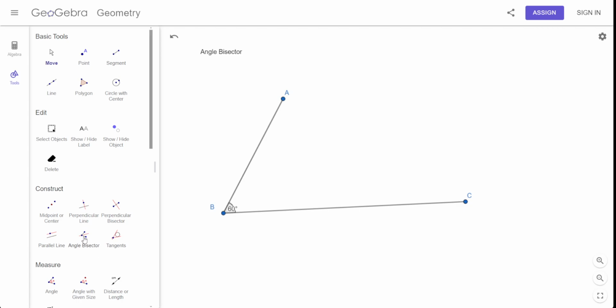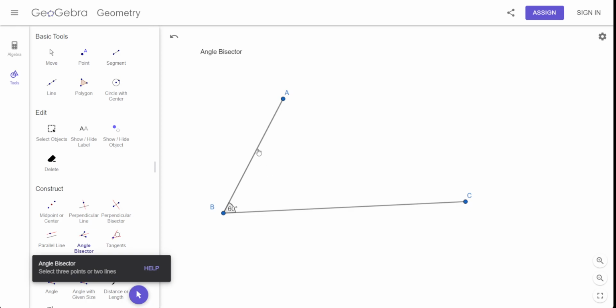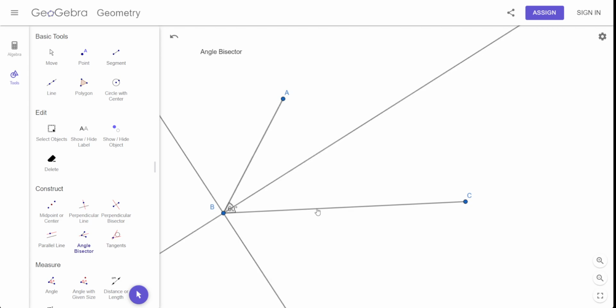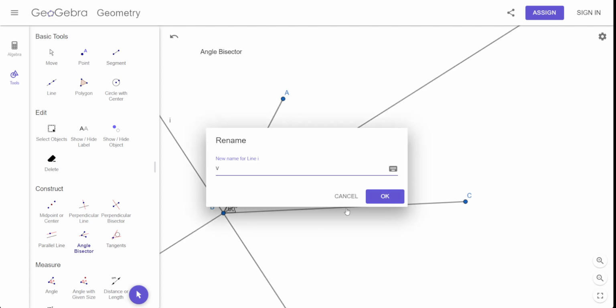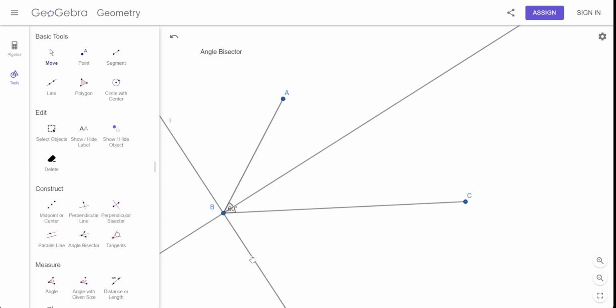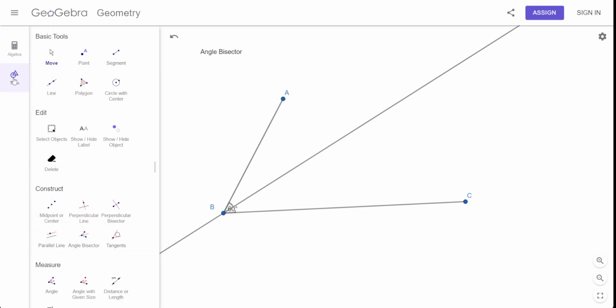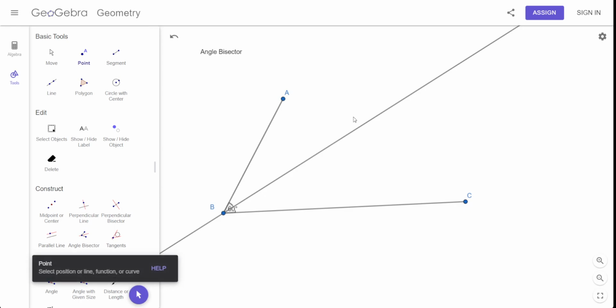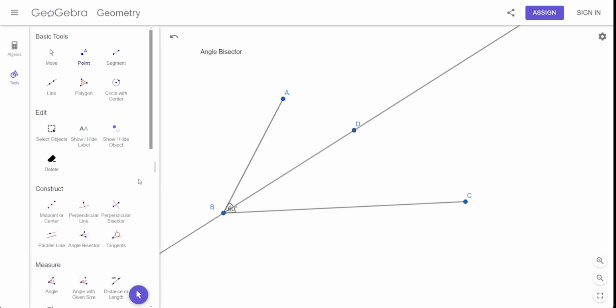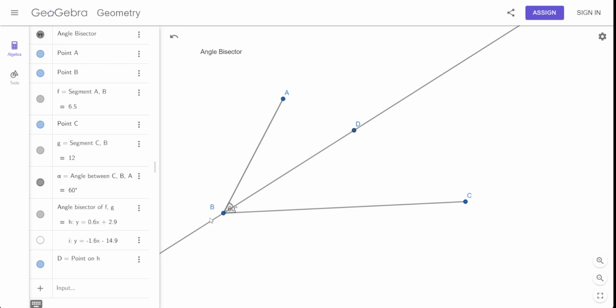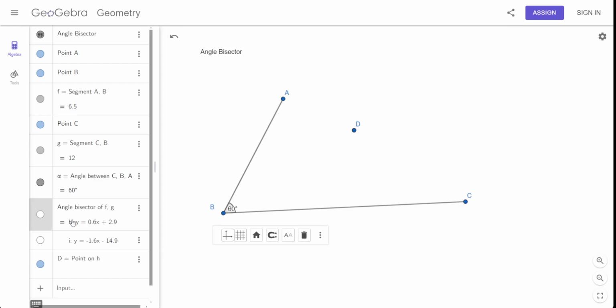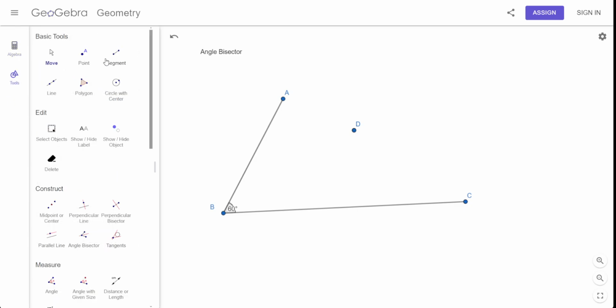So let's do this. I've got a little tool here. It says angle bisector, so I click on that. And I think if I just click on this and click on this, boom. Now, I don't know why it gives me this perpendicular line. I'm just going to get rid of it. There's got to be a reason why it does that. Let's put a point on here. Now let's get rid of this whole line because I don't need it. Now let's do a segment and just go from here to here.